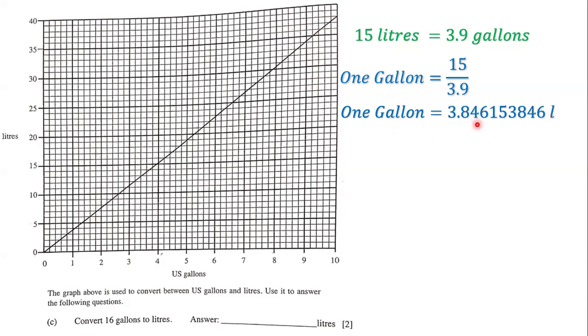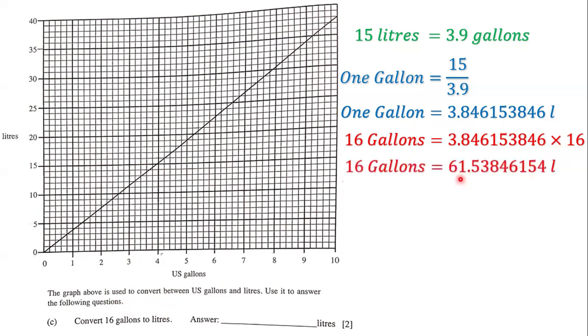So we know what 1 gallon is in terms of liters, but we need to figure out how many liters is 16 gallons. And so that means that we're going to take 1 gallon and we're going to multiply it by 16. So we have 3.846153846. We multiply that by 16. When we multiply it by 16, we get 61.53846154 liters. So 16 gallons is going to be 61.53846154 liters. And if we were to round this correct to 1 decimal place, it's going to be 61.5.